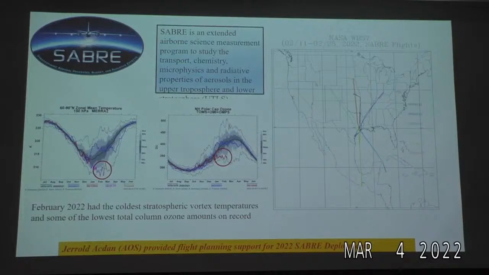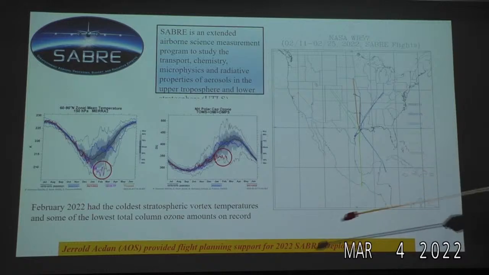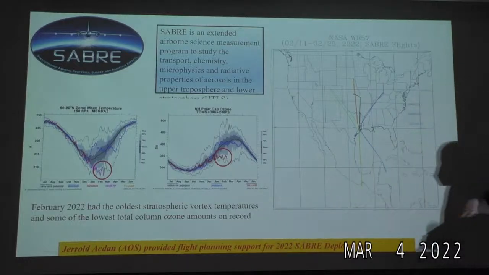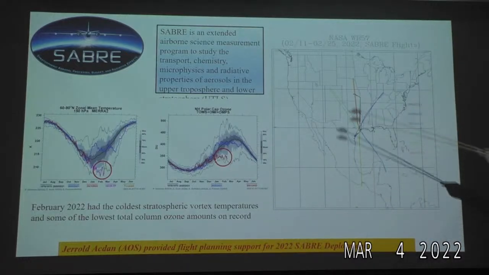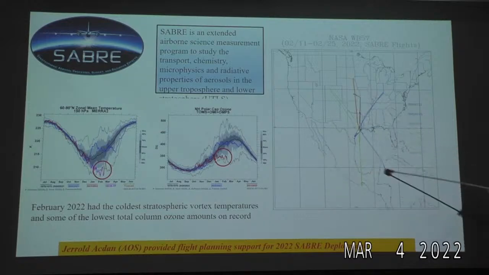Okay, now I'm going to wrap it up. That was kind of our mid-scale continental U.S. look at air quality and forecasting. Now I'm going to go to the globe, and this is a very recent campaign. Gerald Acton, who's in the back of the room, and I provided flight planning and support for this SABRE field campaign. The objective here now is to look at transport chemistry and aerosols in the upper tropical troposphere and the lower stratosphere, in particular with regard to climate change and the stratosphere's sensitivity to aerosols. Flew about 6 flights.